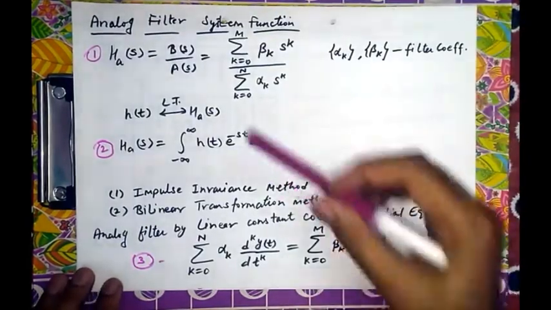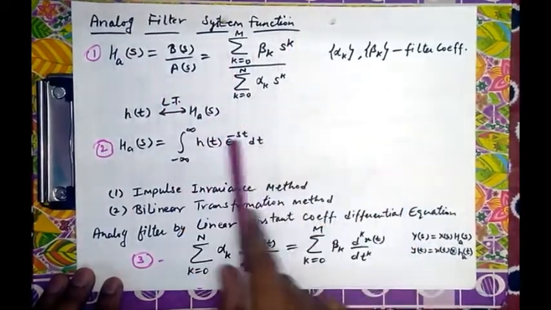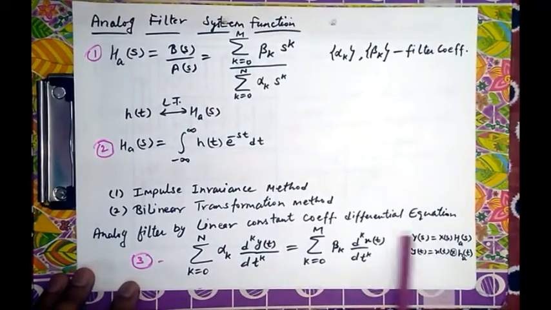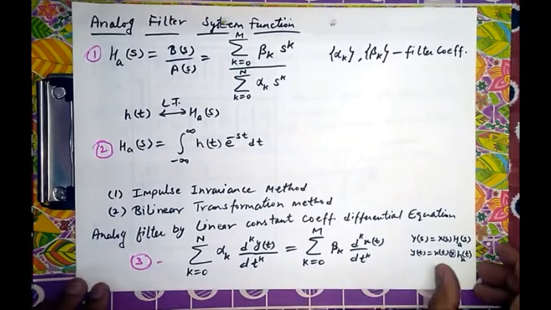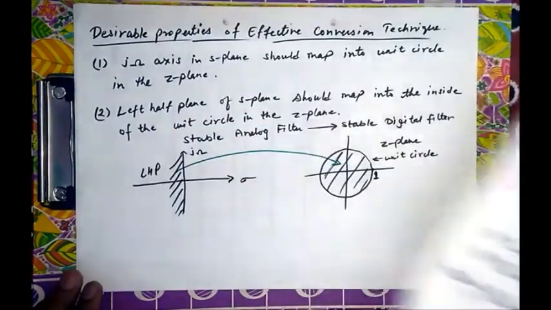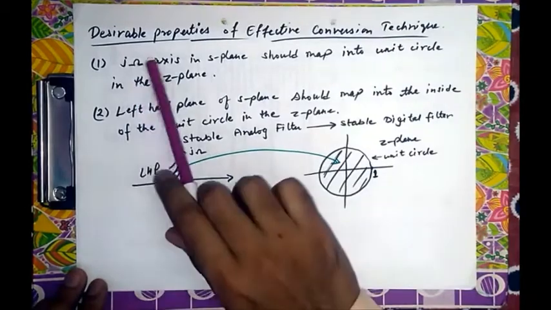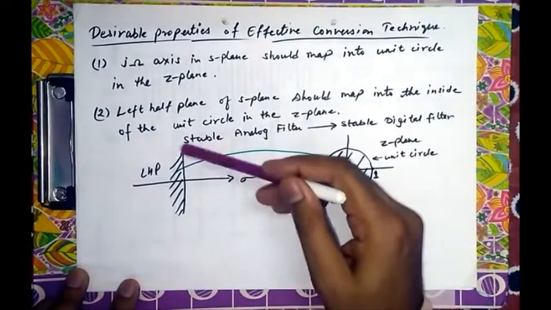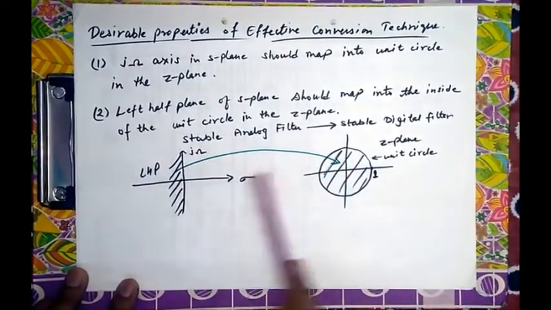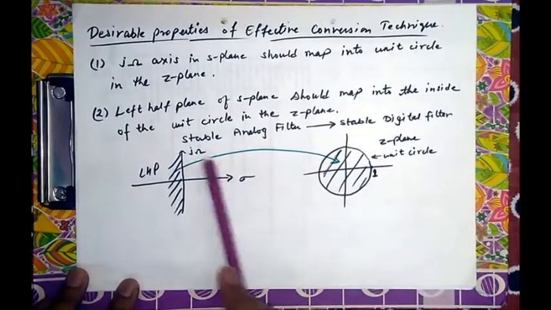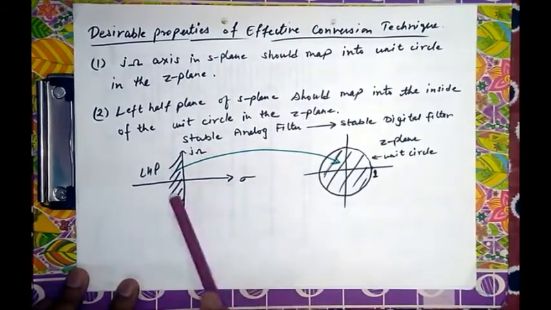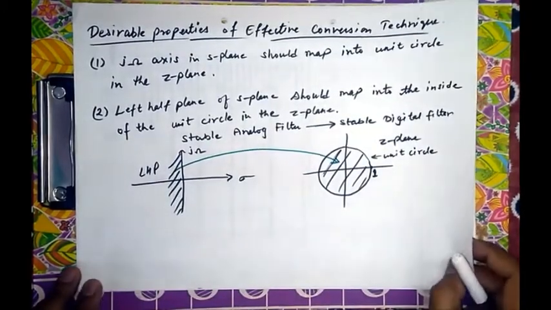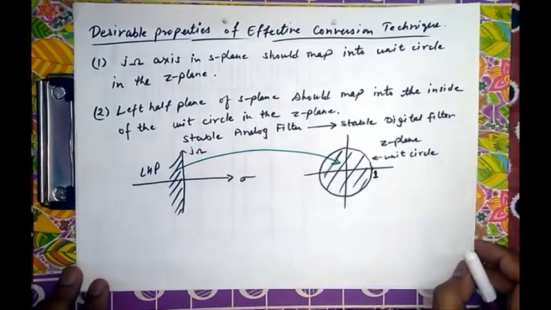The next slide is the analog filter system function, which can be represented using poles and zeros, or it can be represented using a linear constant coefficient differential equation. It was already discussed in the previous video, so just to remind you of the results. And next was the desired property of an effective conversion technique: the jΩ axis of the analog filter S plane should map onto the unit circle of the Z domain, and left hand side of the S plane poles should map inside the unit circle. These are the desirable properties. These three slides we have already discussed in detail in the previous video.